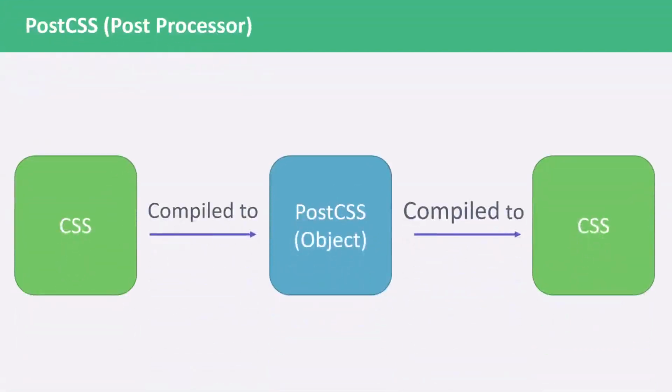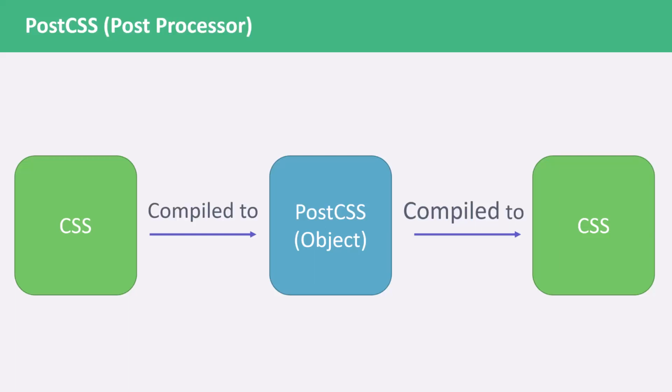PostCSS takes a different approach. It is not a language. There is no special file extension. Instead, it's a library written in JavaScript. It'll convert your CSS into an object. The object it generates can be manipulated and transformed with JavaScript. Once you've made your changes, the object will be compiled into CSS.